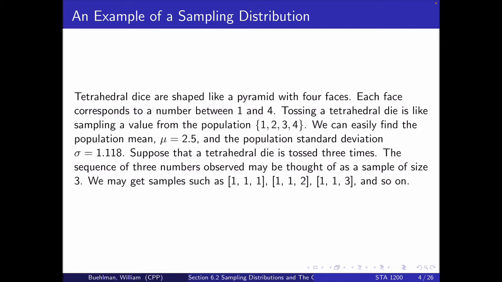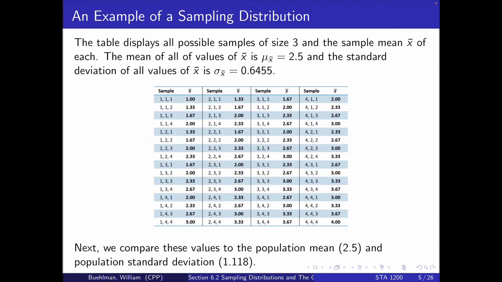Suppose that a tetrahedral die is tossed 3 times. The sequence of the 3 numbers observed may be thought of as a sample of size 3. We may get such samples as 111, 112, 113, and so on. The table displays all possible samples of size 3 and the sample mean X bar of each.